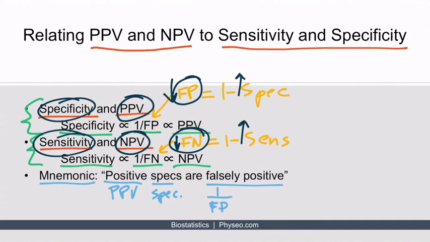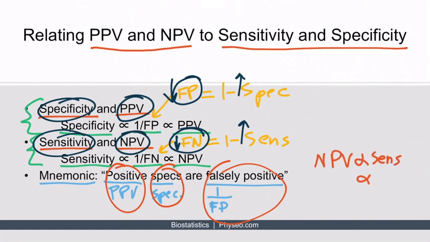If you can keep these three elements straight, positive predictive value, specificity, and the false positive rate, you will know that by default, the negative predictive value is associated with sensitivity and inversely related to the false negative rate. Again, just remember this mnemonic. Positive specs are falsely positive.